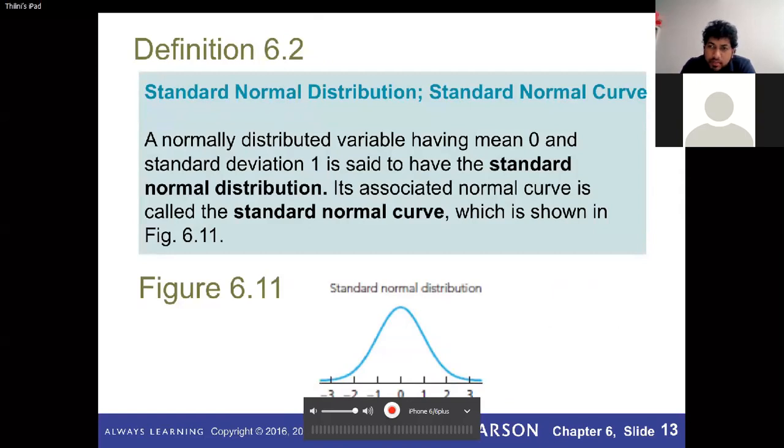Since we discussed the normal distribution, there is another one we call the standard normal distribution. The difference between the normal distribution and the standard normal distribution is that in the standard normal distribution the mean mu is 0 and the standard deviation sigma is equal to 1. So it's symmetric about 0 and the standard deviation is 1. That's the difference between the normal curve and the standard normal curve.